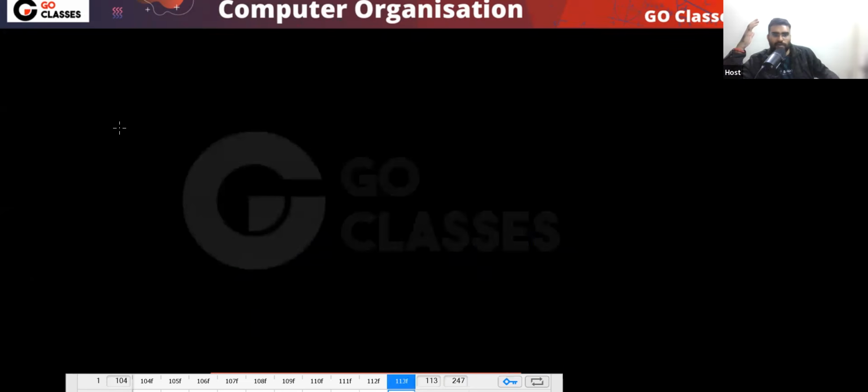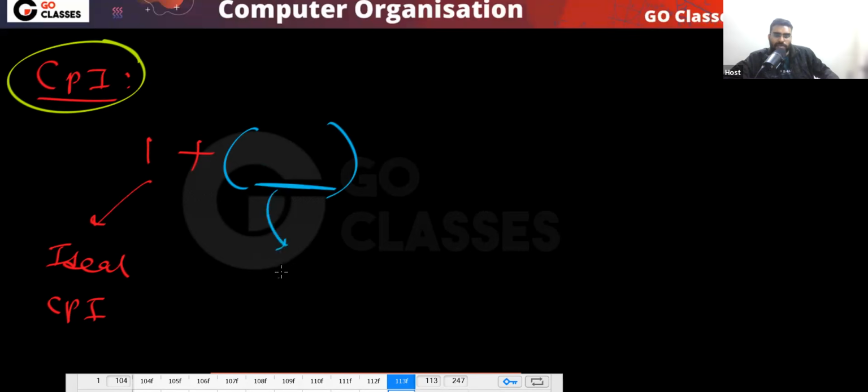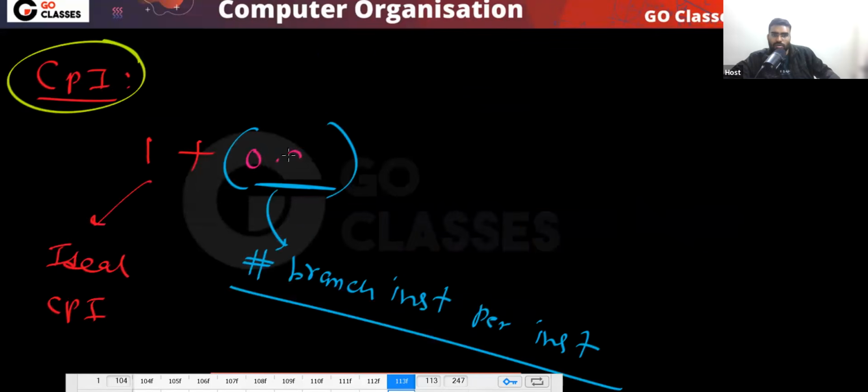Okay. So your CPI will be what? Ideally, this is the ideal CPI: every instruction will take 1 cycle. But how many branch instructions per instruction? That is 20%, so that is 0.20. This is the number of branch instructions per instruction, and each one costs 4 cycles.